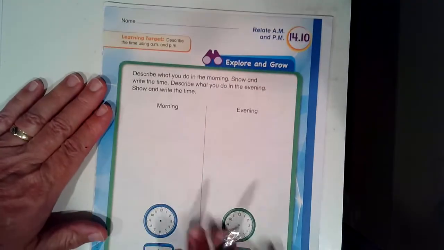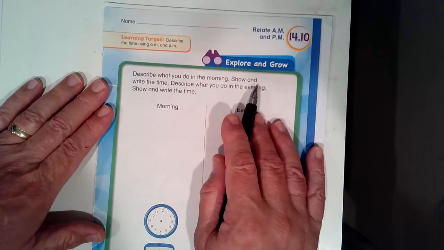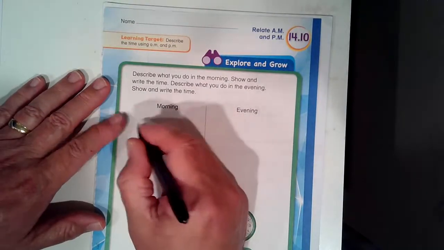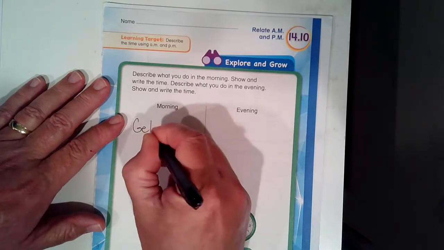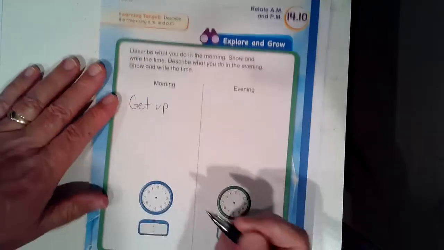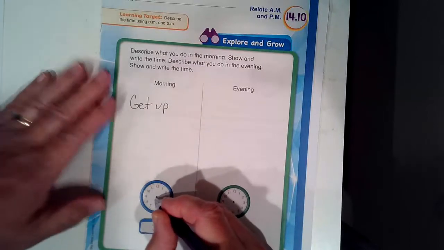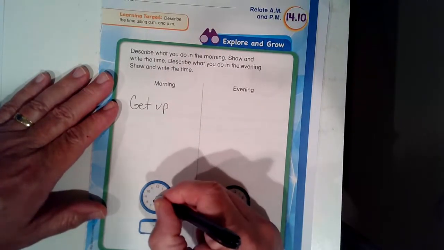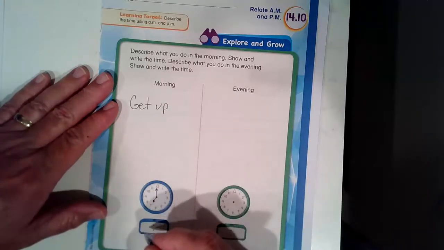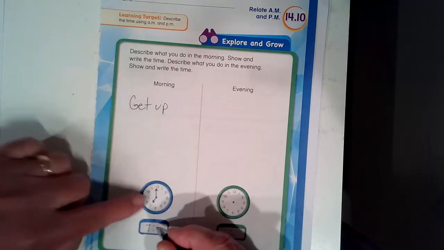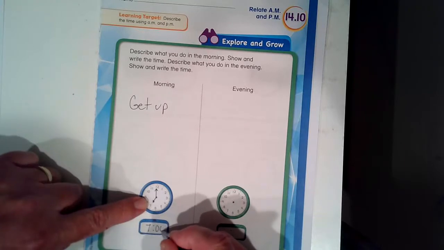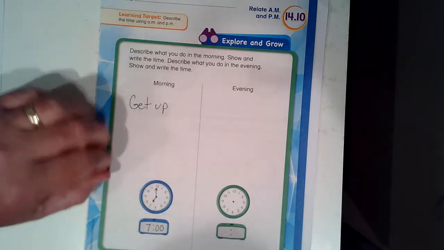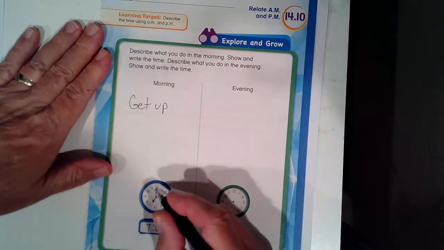Now, describe what you do in the morning and then show and write the time. So in the morning, we could get up, right? And let's see, I don't know when everybody else gets up. We'll just say about 7 o'clock. 7, right, for the hour hand. And then when I point at the 12, that's with the minute hand, that's o'clock, 0.